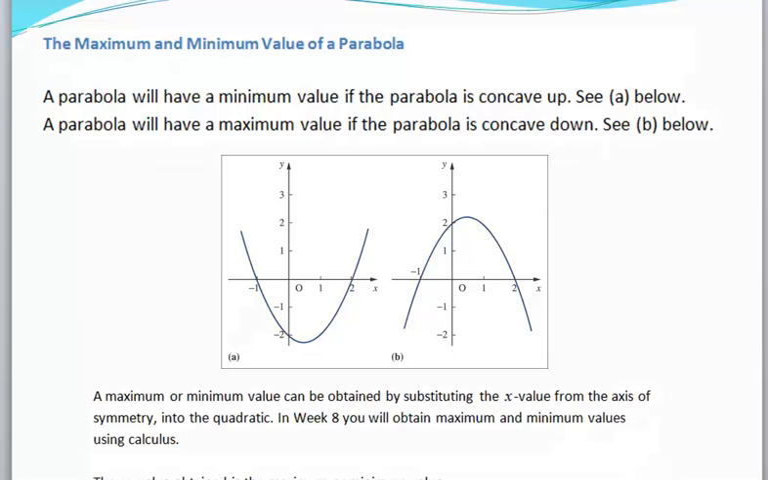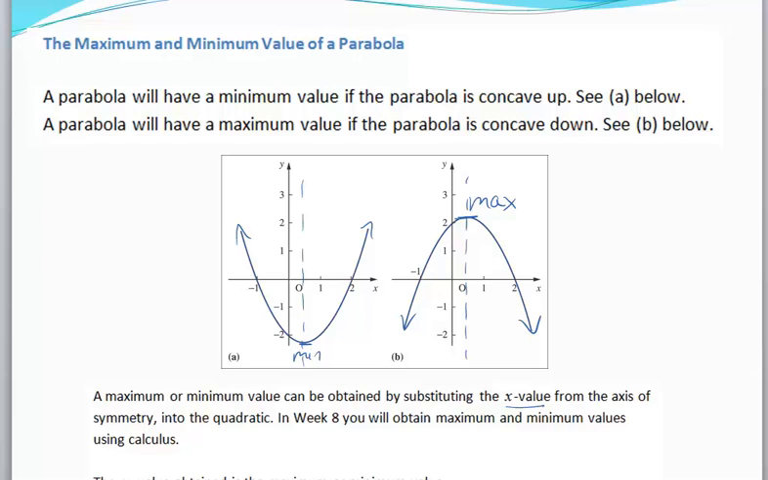The next thing we look at are our maximum and minimum values for our parabola. So here, if our parabola is concave up, we have a minimum. If our parabola is concave down, we have a maximum. So a maximum or minimum value, we obtain it by substituting our x value from our axis of symmetry. So our axis of symmetry passes right through this point here.